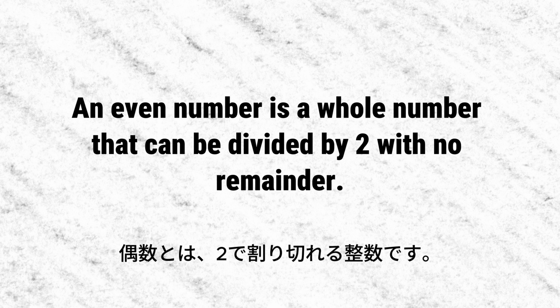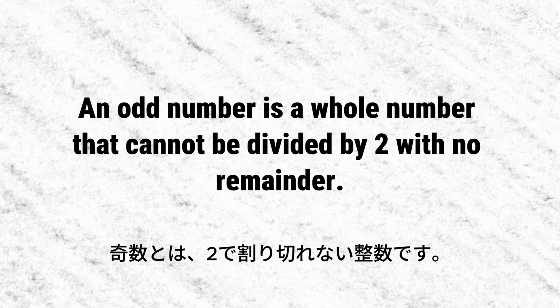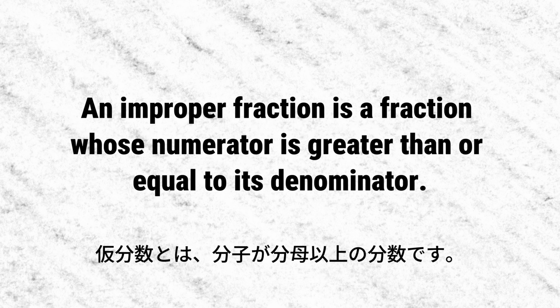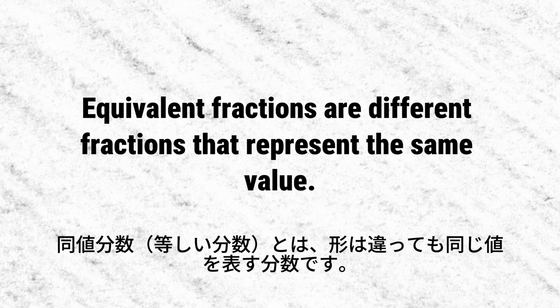An even number is a whole number that can be divided by 2 with no remainder. An odd number is a whole number that cannot be divided by 2 with no remainder. A unit fraction is a fraction with 1 as the numerator. An improper fraction is a fraction whose numerator is greater than or equal to its denominator. Equivalent fractions are different fractions that represent the same value.